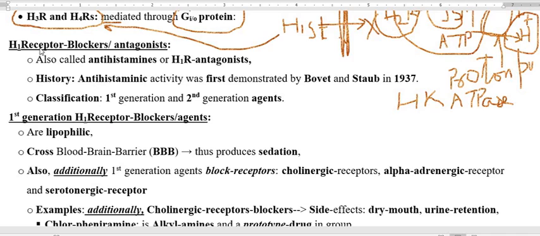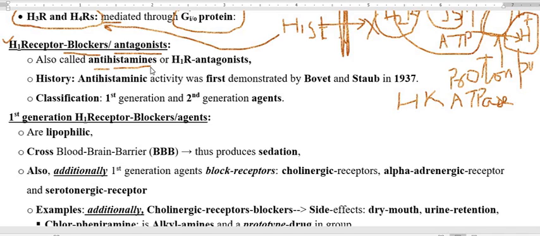Now we have to go through the therapeutic use of histamine receptor antagonists. First, we have to start with the H1 receptor blocker or H1 receptor antagonist, or this is also called H1 receptor inverse agonist, or this is also called an antihistamine.